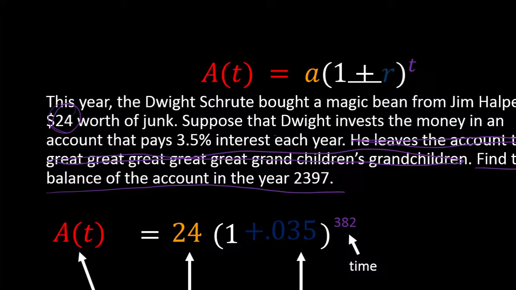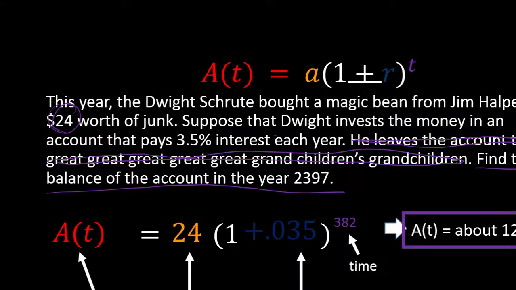Again, because the interest is happening each year, notice it says pays 3.5% interest each year, I don't need to do any sort of conversion or anything like that. I know that there will be 382 time periods where the interest accrues, so I leave it like that. Finally, all I need to do is plug into a calculator. Again, if you need assistance with that, reach out to me or watch my video. So I find that after 382 years, after an initial investment of $24 with a 3.5% interest, he would have $12 million in the account.